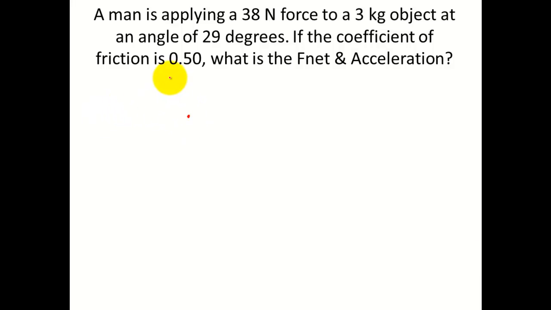So let's start, guys, by looking at what's going on here. Let's read the problem over again. The man is applying a force, and the force applied is a plus, or a rightward, 38 Newton force. He's applying that force to a 3 kilogram object at 29 degrees to the horizontal. The coefficient of friction is 0.5, so there's definitely some friction involved here, and the question is asking for the net force and the acceleration.